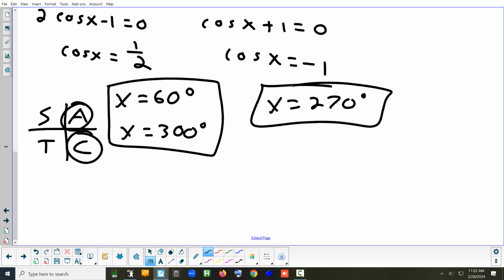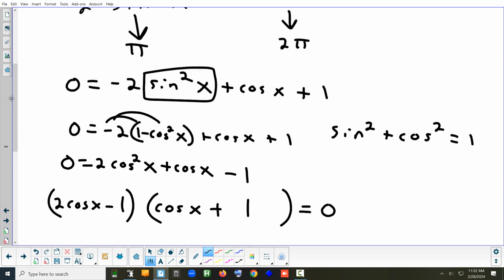And of course, you could change all those to radians if that's what they wanted. 3 pi over 2, pi over 3, 5 pi over 3. And that's it. Those are all the answers to this problem. Yes? Can you just show how to get rid of the sine again? Because you had the sine squared. So we use the Pythagorean identity sine squared plus cosine squared equals 1. Solve it for sine squared and substitute.